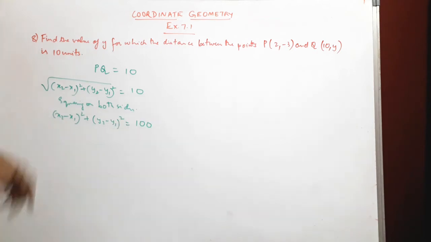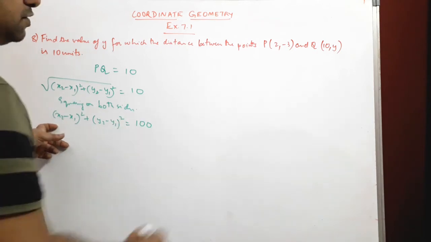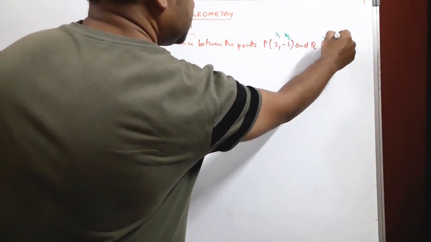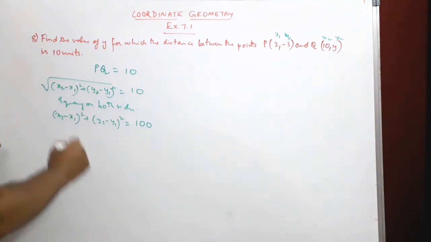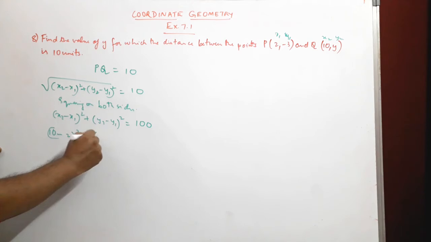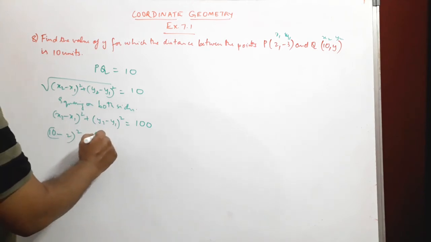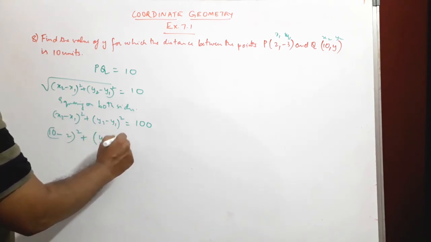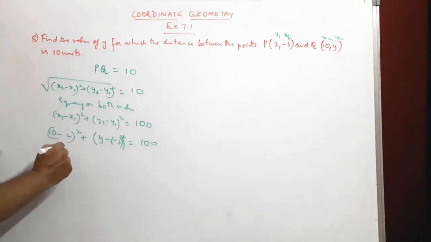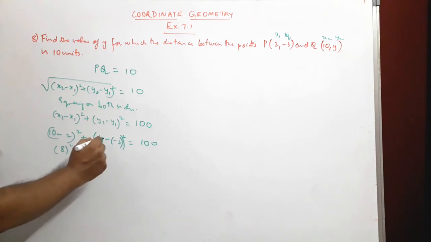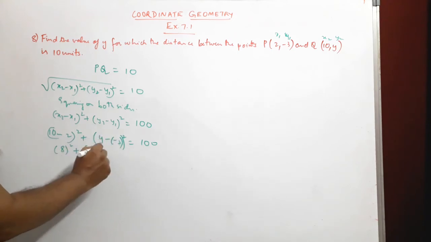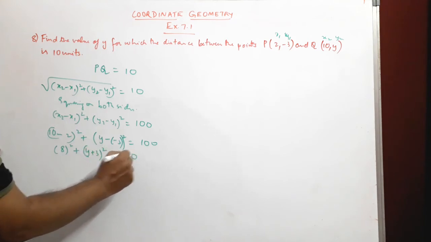Okay. Now let's substitute x2, x1. So we'll take this as x1 y1 and x2 y2. So that would be 10 minus 2 whole square plus y minus of minus 3 whole square, close the bracket, equal to 100. 10 minus 2 comes to 8, 8 whole square plus, minus and minus will give you plus, so y plus 3 whole square equal to 100.